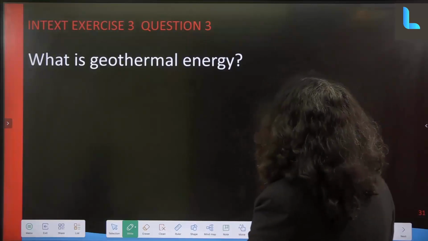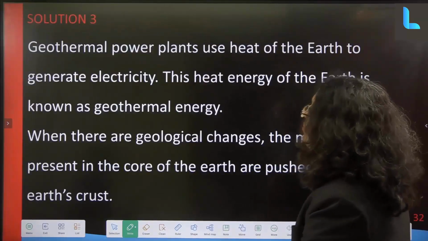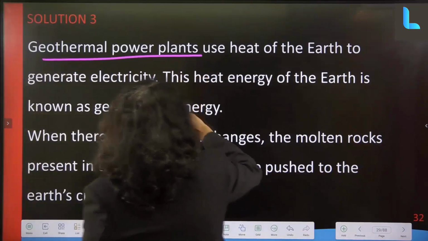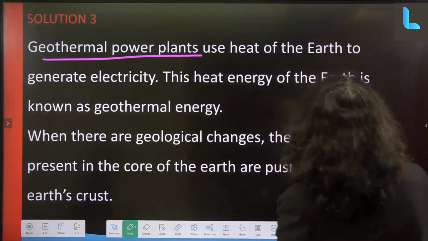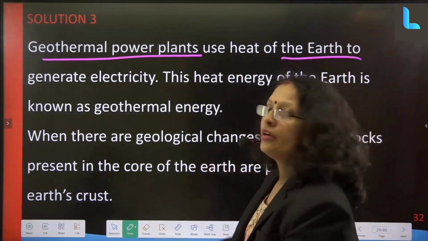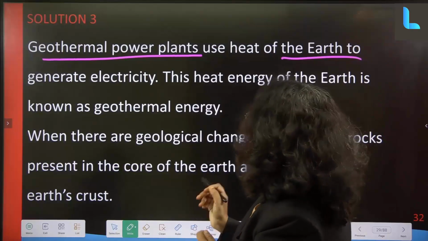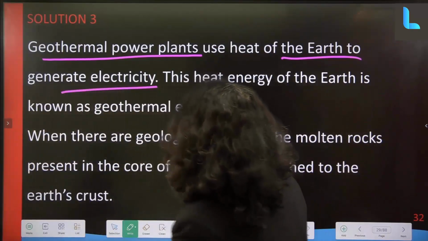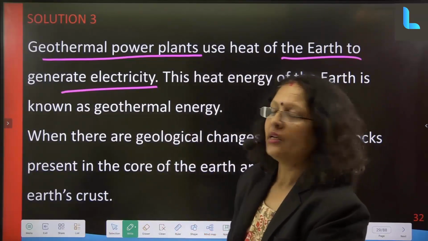What is geothermal energy? A geothermal power plant uses the heat of the earth to generate electricity. Geo means under the earth. Whatever heat is trapped will be converted to generate electricity. This heat energy is known as geothermal energy.